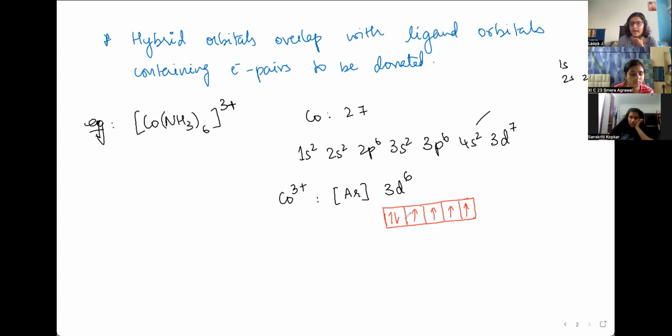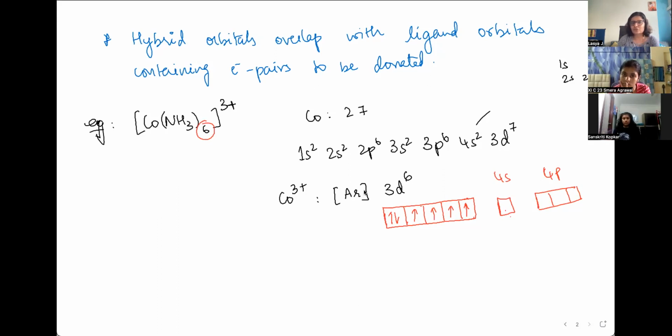Okay, so now all these electrons are unpaired, right? You have 3d orbitals, then you have the empty 4s orbital also there. So this is 3d6, and then you have 4s, a single orbital, and then 4p has these 3 orbitals lying empty, right? Now cobalt is bonded to 6 ligands, 6 ammine ligands, which means it needs 6 hybrid orbitals in this situation.